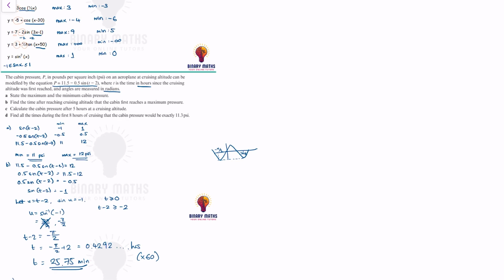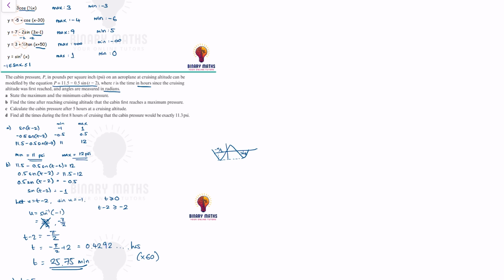Okay, let's do C now. C: calculate the cabin pressure after 5 hours at cruising altitude. That means t is equal to 5. So I need to substitute t equals 5 into P. Then P will be equal to 11.5 minus 0.5 times sine of (5 take away 2). If I input that into my calculator, I get 11.42944, which is equal to 11.43, measured in PSI.